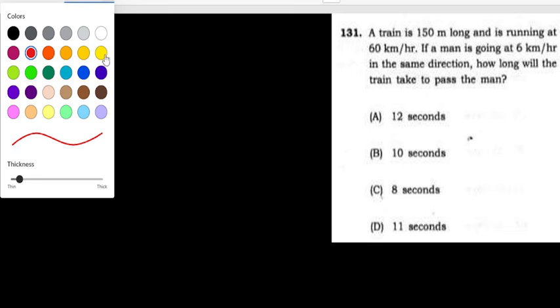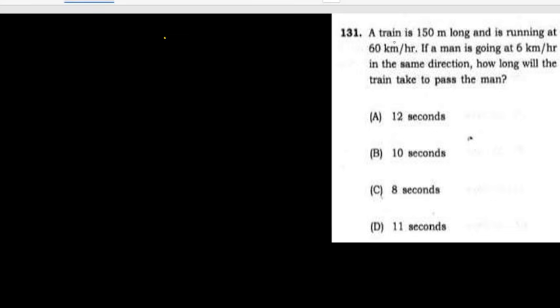Now see, this is another question. Exactly a similar question, but they have changed the variables, they've changed the numbers, and they have pasted it in the next year's paper. Let's do it. Firstly, what's given? Our train is 150 meter long. So they have given us the train length, which is 150 meter.